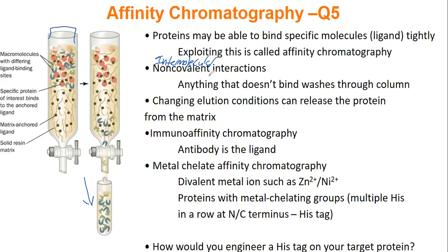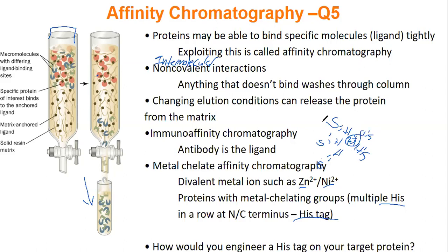A much more common type of affinity chromatography is called metal chelate. In this, your beads are either zinc or nickel. You have metal as your beads. And proteins that have metal chelating groups, such as multiple histidines in a row at the terminus, called a His tag, what will happen, if this is my metal, is the histidines will just go and non-covalently bind this metal. So usually for a His tag, you put 6 histidines in a row, and hopefully we all know what histidine looks like.